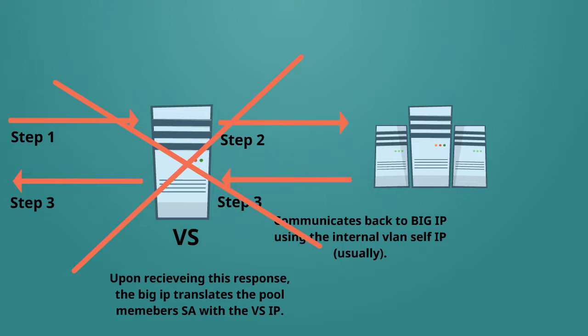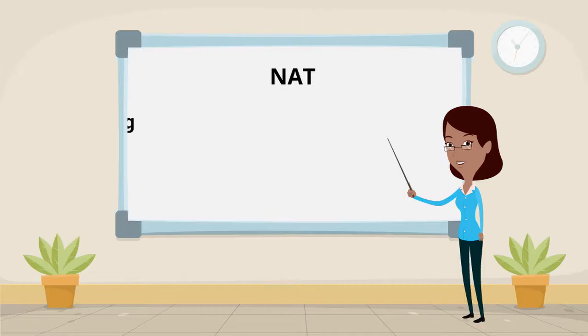So if you wanted to configure a NAT, it would bypass the load balancer. It would bypass what I just explained. And again, you can configure this inbound or outbound. The point is it's a one-to-one mapping, so the load balancer would not be involved.